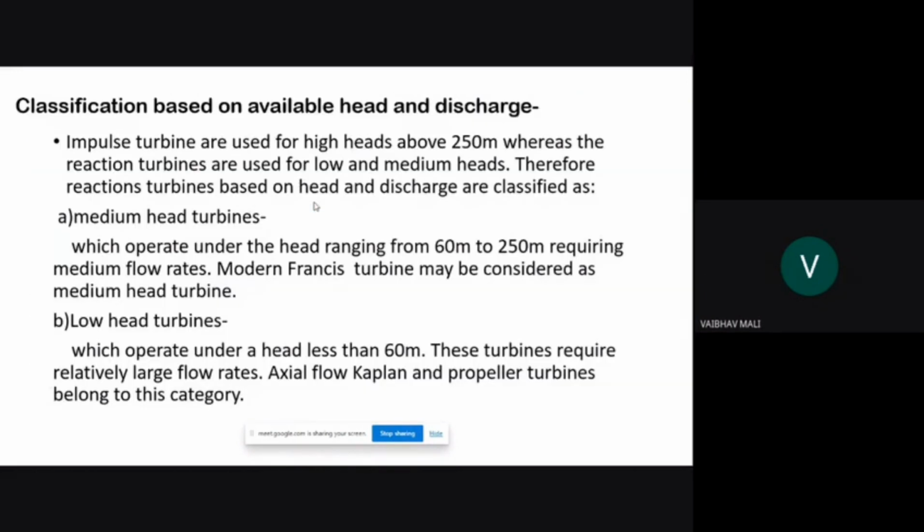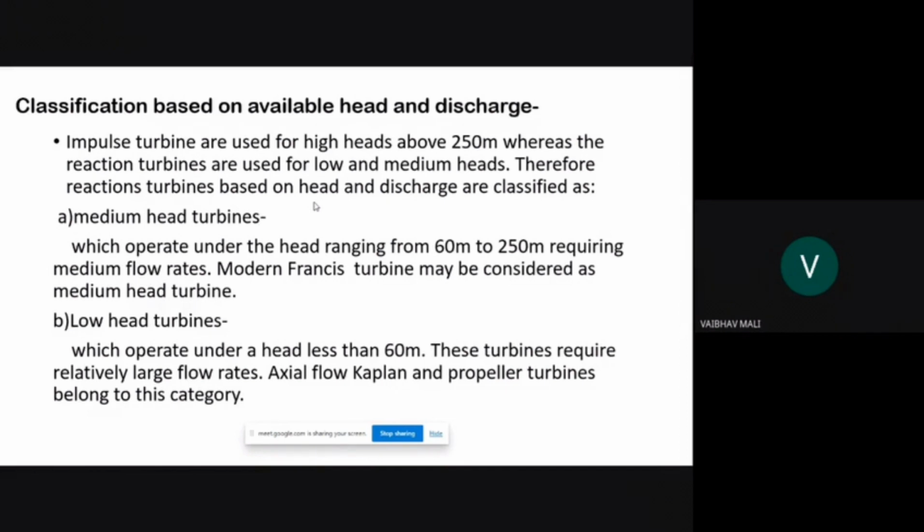Turbines are further classified on the available head and discharge. Impulse turbines are used for high heads above 250 meters, whereas reaction turbines are used for low and medium heads. Therefore, reaction turbines based on head and discharge are classified as medium head turbines and low head turbines. Medium head turbines operate under a head ranging from 60 meters to 250 meters and require medium flow rates. Modern Francis turbines may be considered as medium flow turbines.